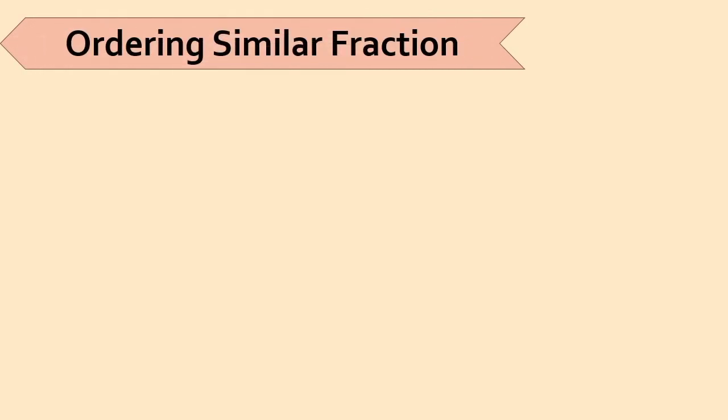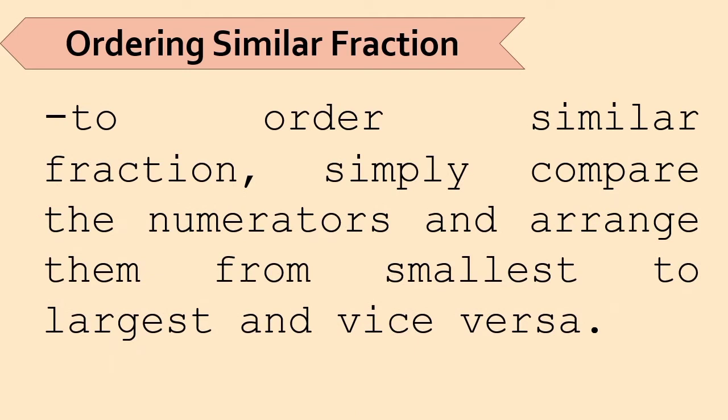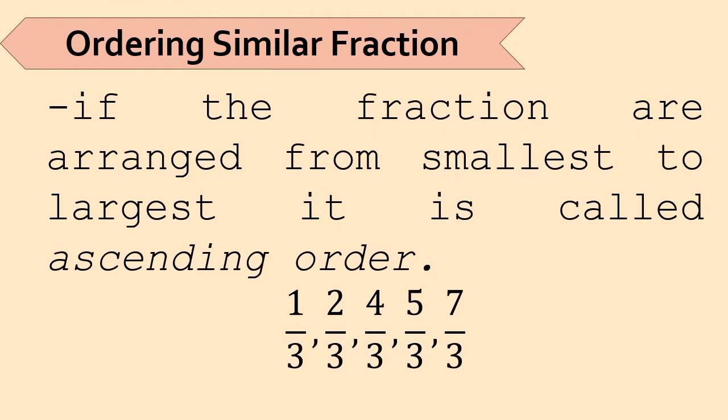Our first topic is all about ordering similar fractions. To order similar fractions, simply compare the numerators and arrange them from smallest to largest and vice versa. If the fractions are arranged from smallest to largest, it is called ascending order. For example, 1/3, 2/3, 4/3, 5/3, and 7/3.